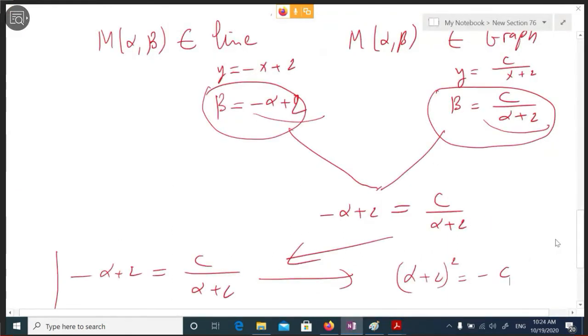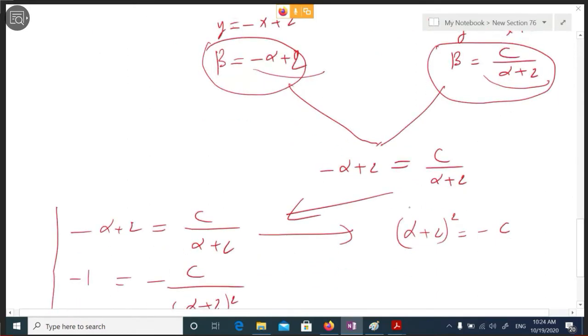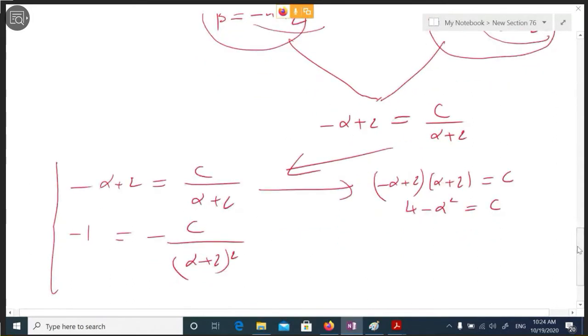No, I have a mistake here. It's equal to C, not to minus C. Look, minus alpha plus 2 times alpha plus 2 is C. So here I have a difference of squares: 4 minus alpha squared is C. Is that clear? This one here, also cross multiply. You will have (alpha plus 2) squared, you cancel minus with minus, it is just C.